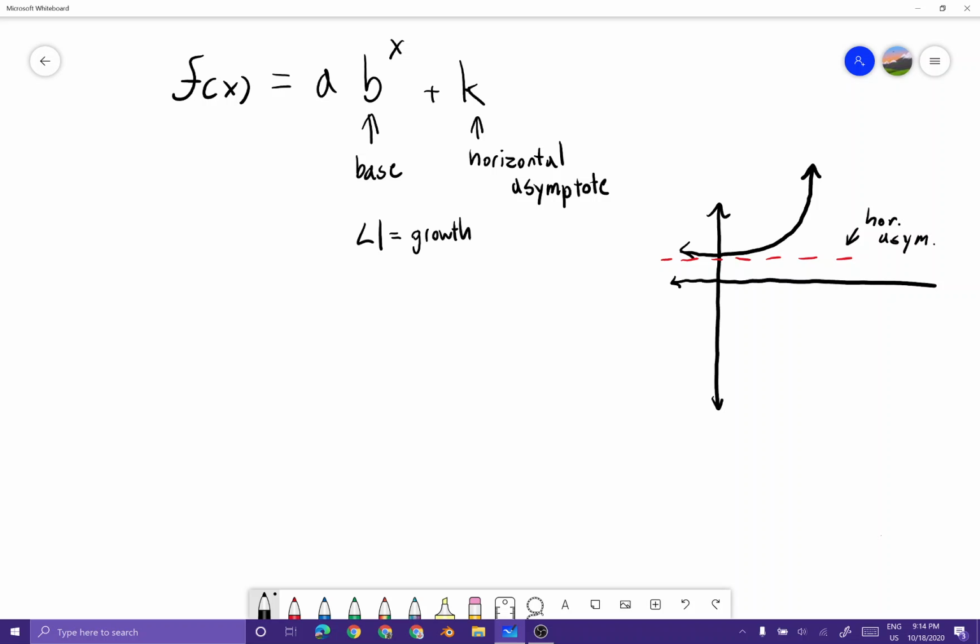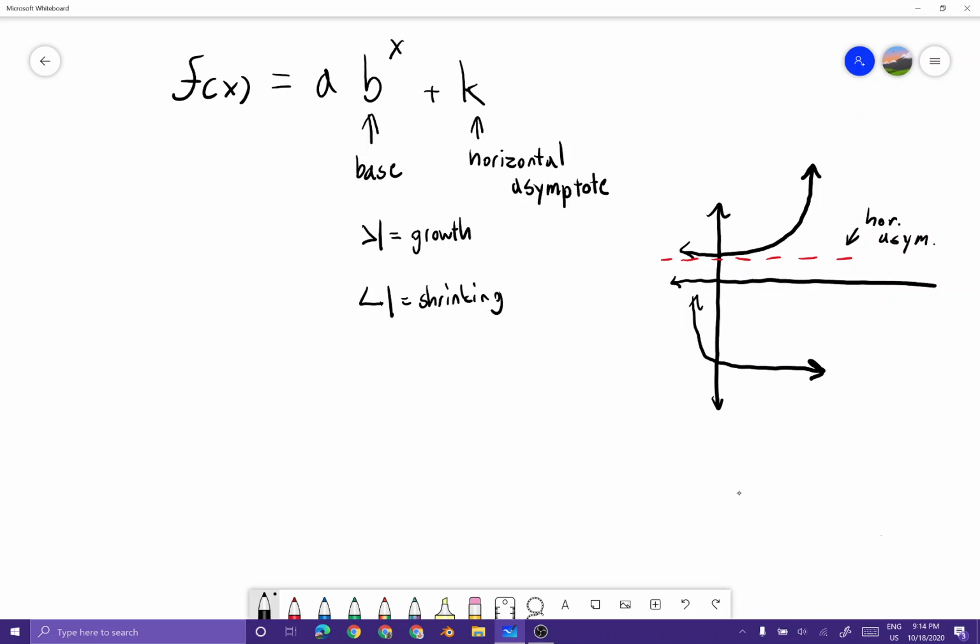And if it's less than 1, I have these backwards. I just messed up twice. Okay, if it's greater than 1, it's growing. If it's less than 1, it's shrinking. So this one right here would have a base more than 1. And an example of a graph that's shrinking looks like this.